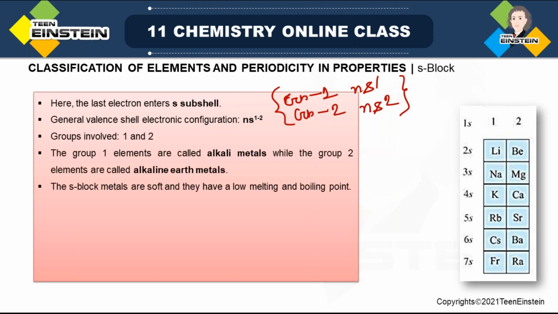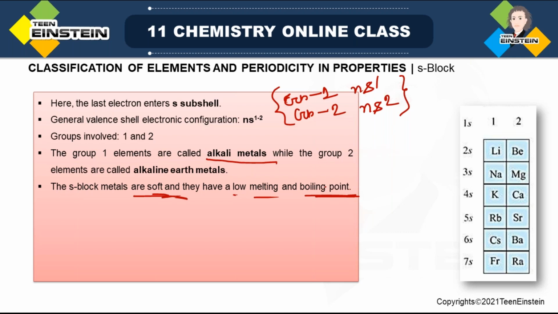The group 1 elements are called alkali metals, while the group 2 elements are called alkaline earth metals. Now, details we will not discuss here, because that belongs to a separate unit, the s block and p block unit. The s block metals are very soft in nature. You can even cut them with a knife. They have low melting point and low boiling point.